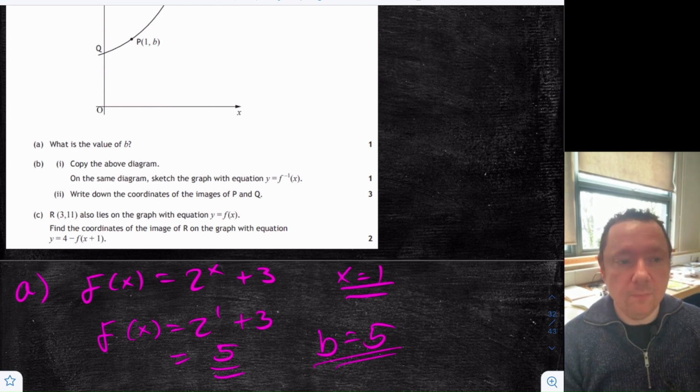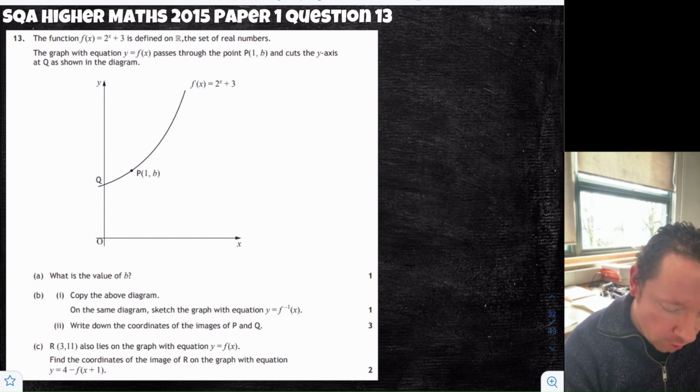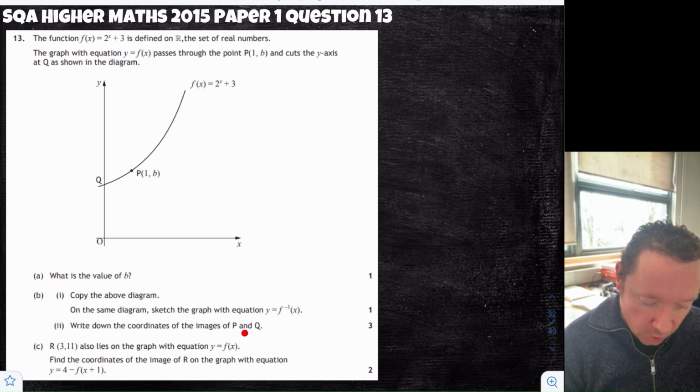And we're done there. So part B says copy the diagram above, inspect the inverse function, and then write down the coordinates of the images of P and Q. What it means by the images of P and Q is what do P and Q become in the inverse function. So this is an exponential, so the inverse function is a log. So we need to reflect that in the line y equals x. So let's just go ahead and do that.